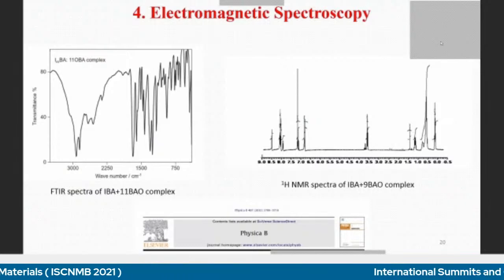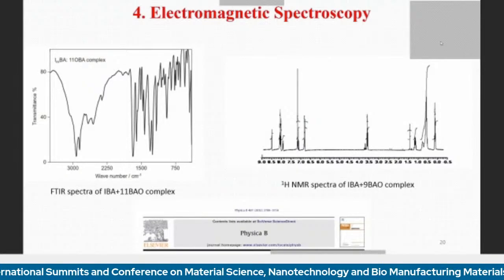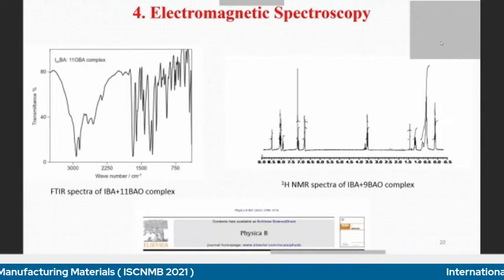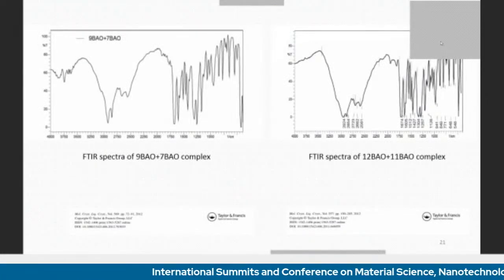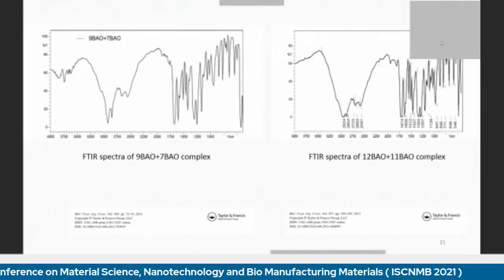That is, this is for iodobenzoic acid and undecyloxy benzoic acid. Similarly, when we go for iodobenzoic acid and 9BAO, we could get the NMR structure where we are able to get the hydrogen environment exhibited by the product being formed between IBA and 9BAO. And these are other example spectra which have been recorded for 9BAO, 7BAO complexes and 12BAO and 11BAO complexes.